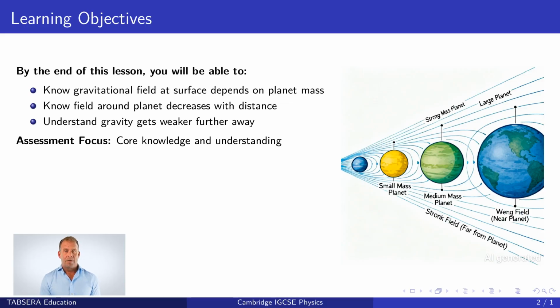Let's examine our learning objectives for today. By the end of this lesson, you will be able to know that gravitational field at surface depends on planet mass, meaning larger planets have stronger surface gravity. Know that field around a planet decreases with distance. Gravity weakens as you move away from the planet. Understand gravity gets weaker further away. This explains why astronauts experience weightlessness in orbit. These objectives align with Cambridge IGCSE core content requirements.